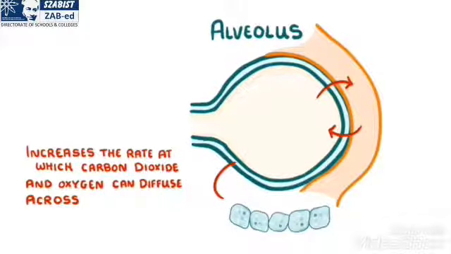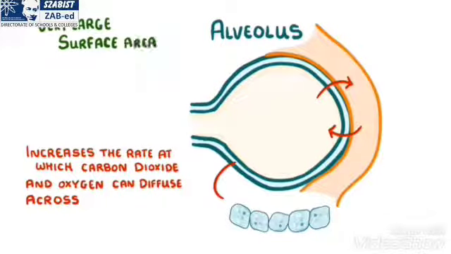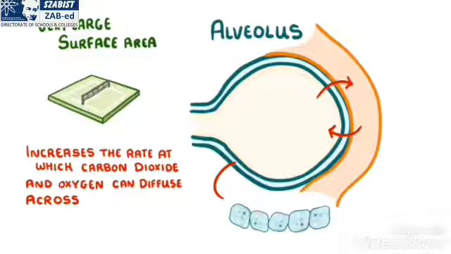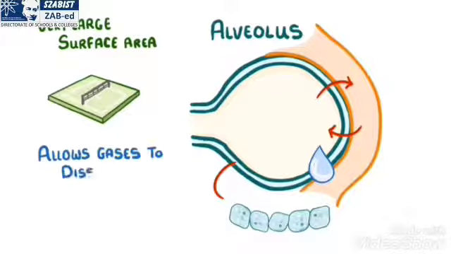Something that you can't see very well in this picture is that alveoli have a very large surface area. This is because instead of just having one, like we see here, adults actually have hundreds of millions of alveoli, and if they were all spread out flat, they would cover half a tennis court. Another feature is that the alveolar walls are moist, which allows the gases to dissolve, and this increases their rate of diffusion.